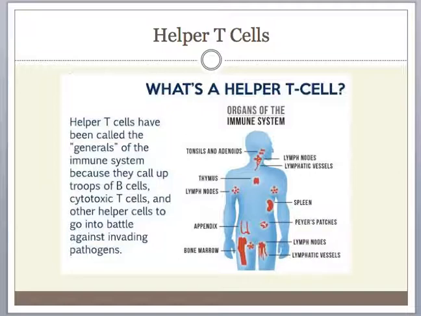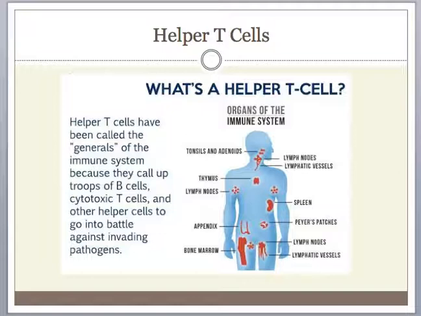Helper T cells are kind of like the instructors of the immune response, or as you can see here, it calls them the generals of the immune system. They tell the B cells when they can proliferate and differentiate. They suppress the immune system when it's overreacting or when the infection is gone. Helper T cells cooperate with B cells for antibody production, activation of macrophages, and inflammation. They need kind of to do all of this.